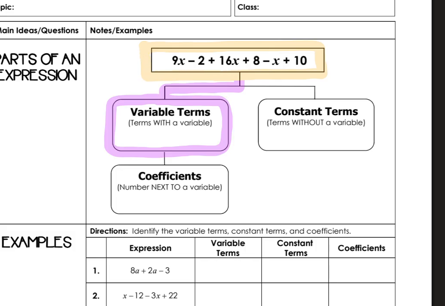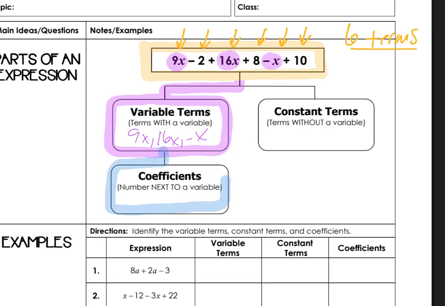Well, first of all, did you know that these are terms? That's a term, that's a term, that's a term, that's a term, that's a term, that's a term. There are 6 terms. Wow. But now let's identify them. So a variable term: 9x is a variable term, 16x and negative x. From there, we're going to flow down into coefficients.